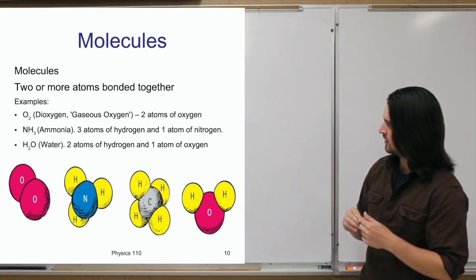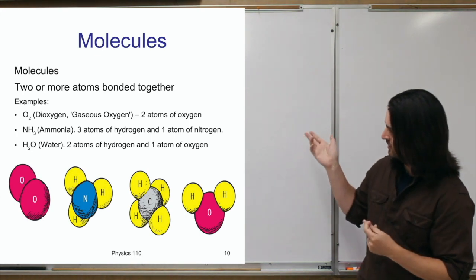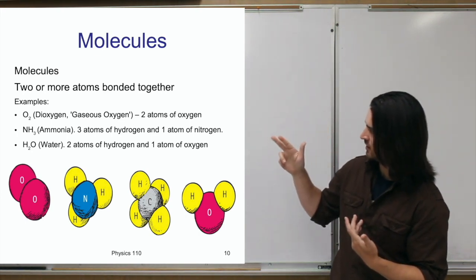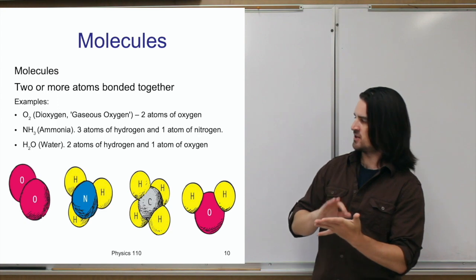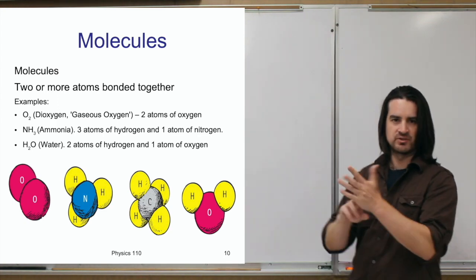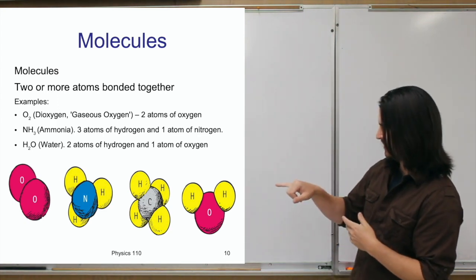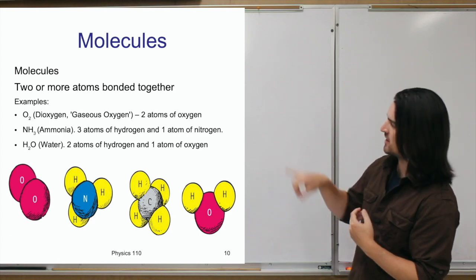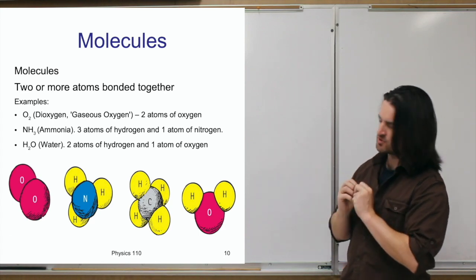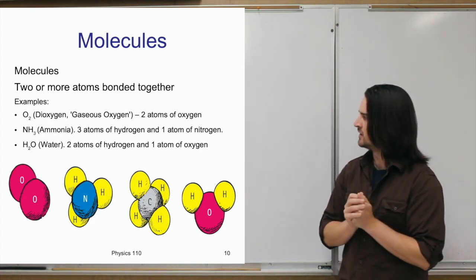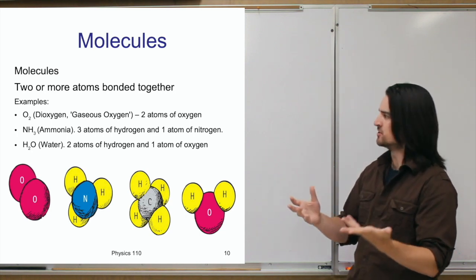Other examples are ammonia, which is nitrogen and 3 hydrogens, so definitely 2 or more atoms. I think that's the second picture here. You have a nitrogen atom, and then you have these 3 hydrogen atoms bonded to that nitrogen atom, and we get a molecule that is ammonia.